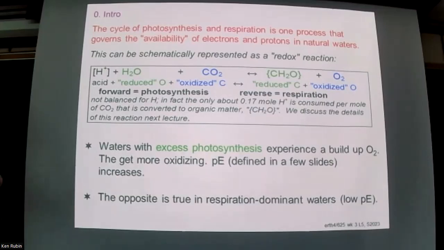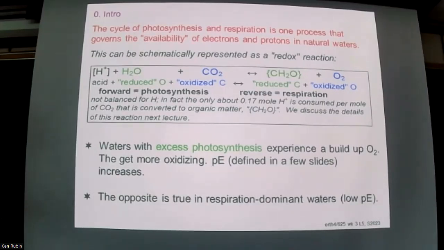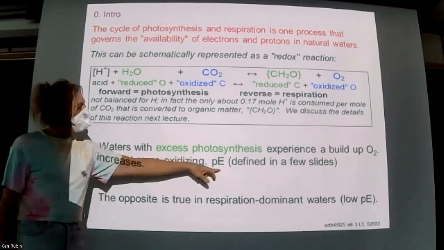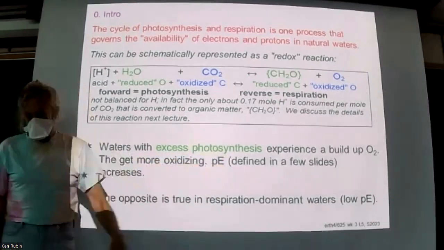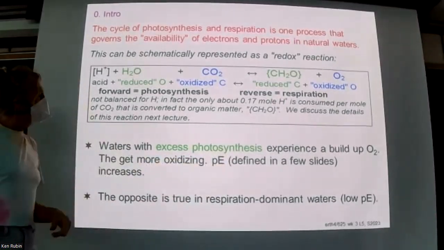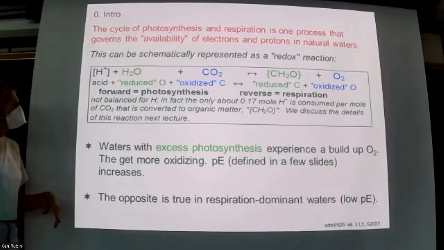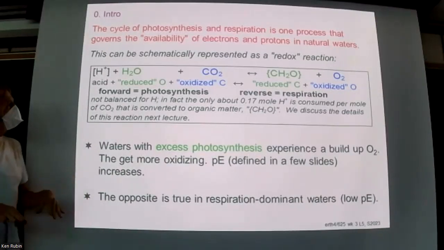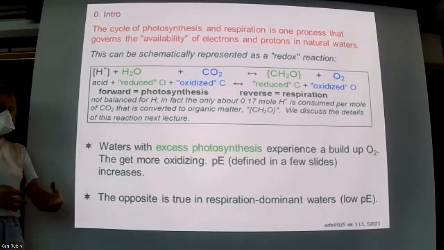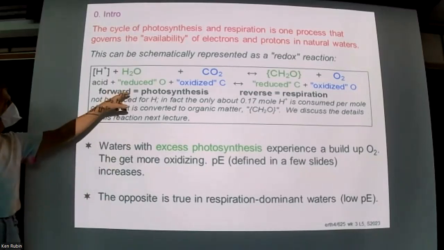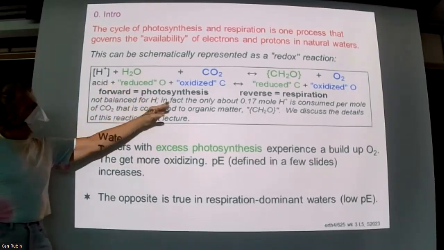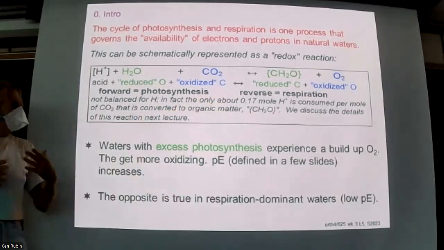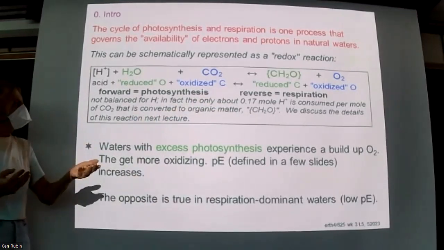We define how oxidized or reduced something is with a parameter called pE. It's defined directly analogous to pH, and we will talk about it in a few slides. So in waters that have a lot of primary productivity or photosynthesis, we have an oxidized situation. That is going to be something that has a high pE.